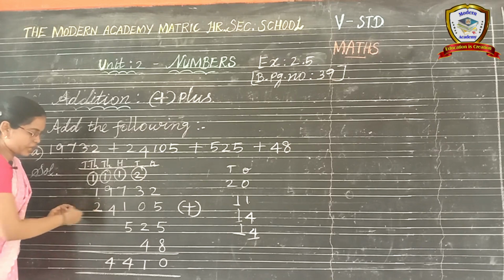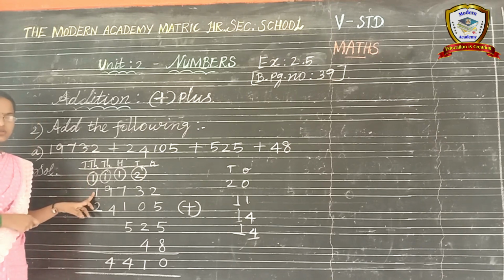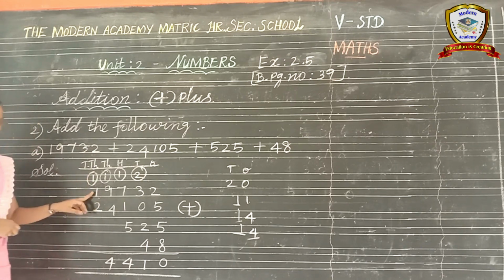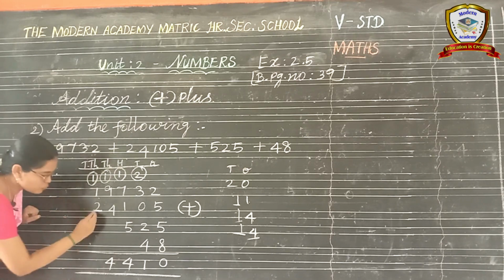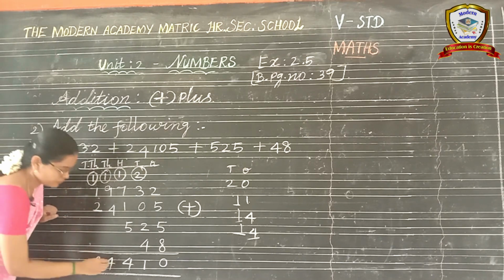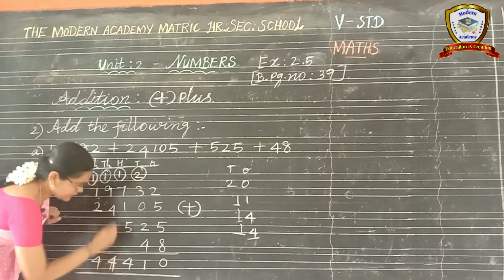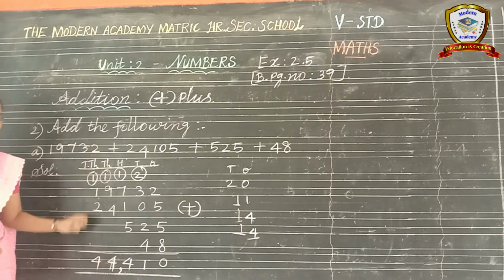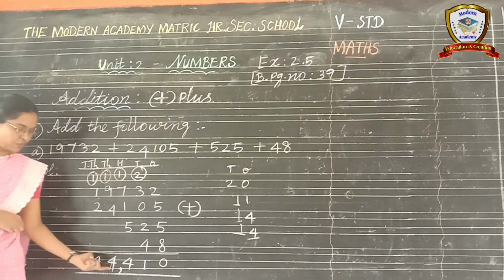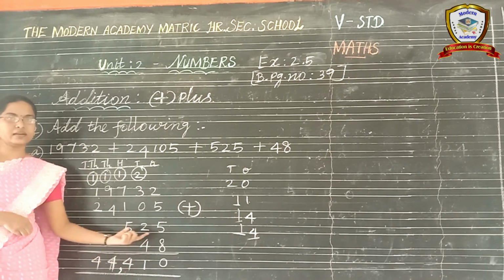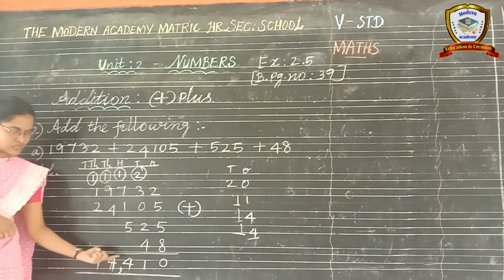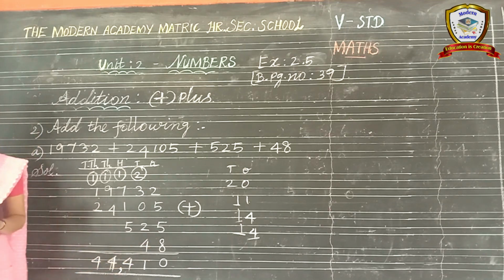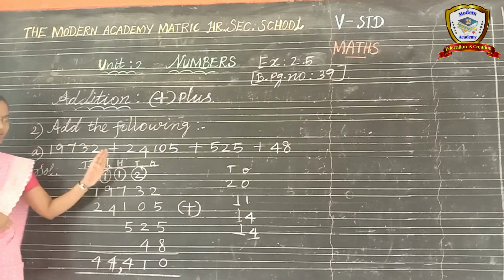Okay, this is 10,000 column. Here we have 1 plus 1, 2. Then we have to add 2 plus 2. What is answer? 2 plus 2 is 4. Digits you have to write straightly. Next, 3 digits before insert comma. So what is answer? 44,410. A sum only I am teaching now.